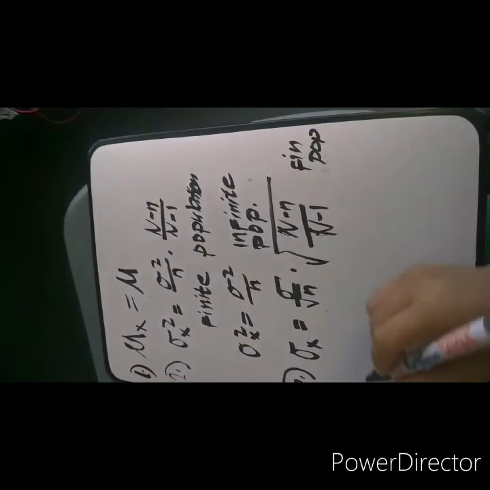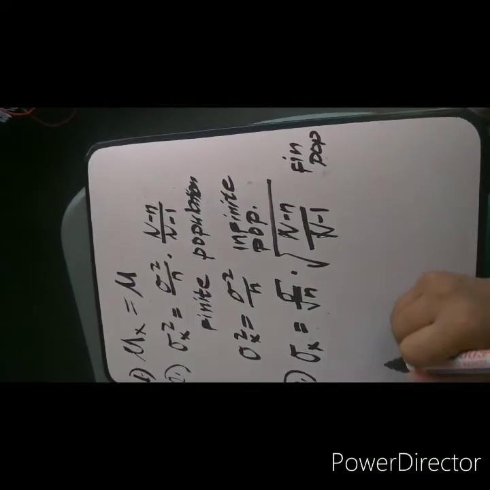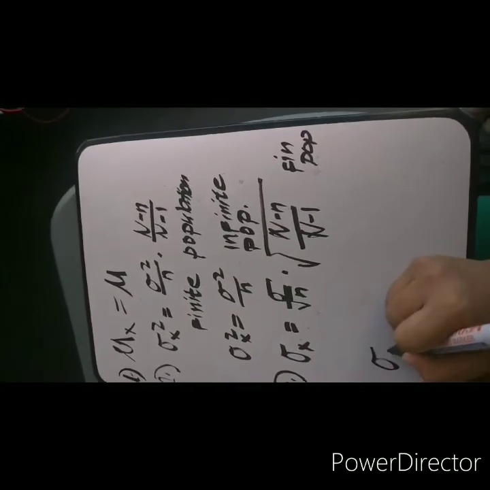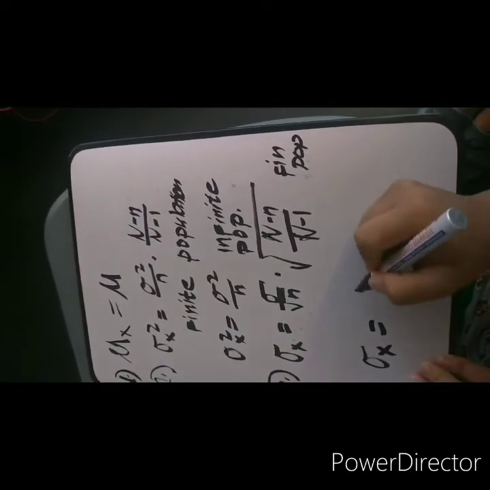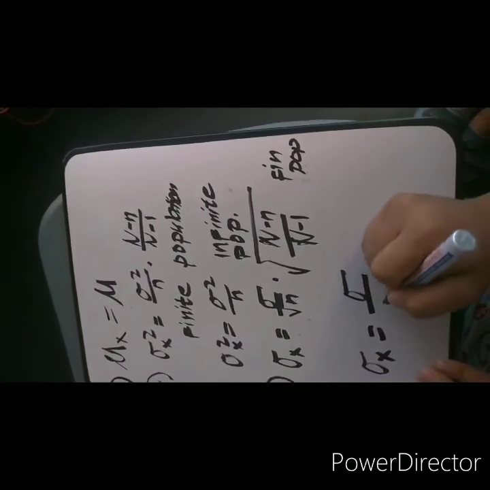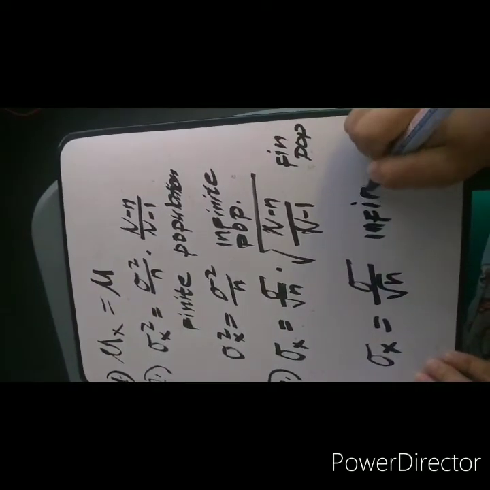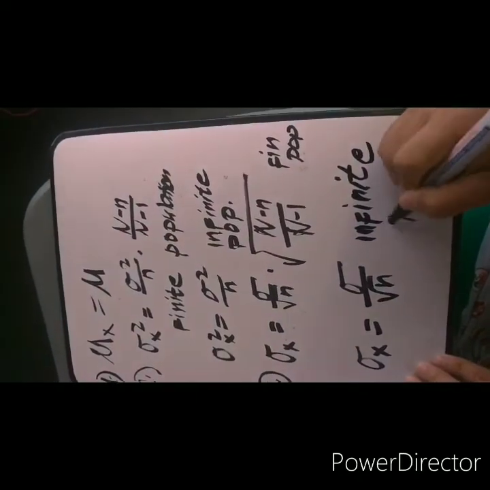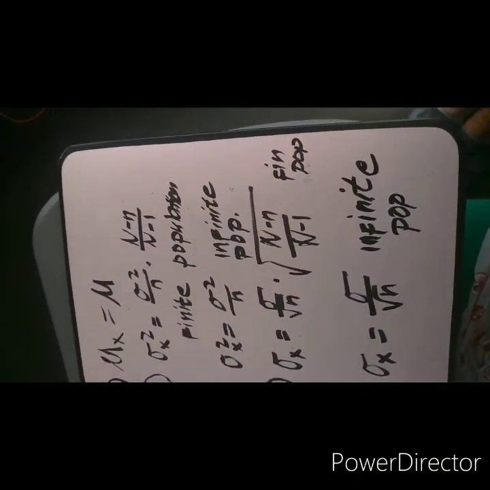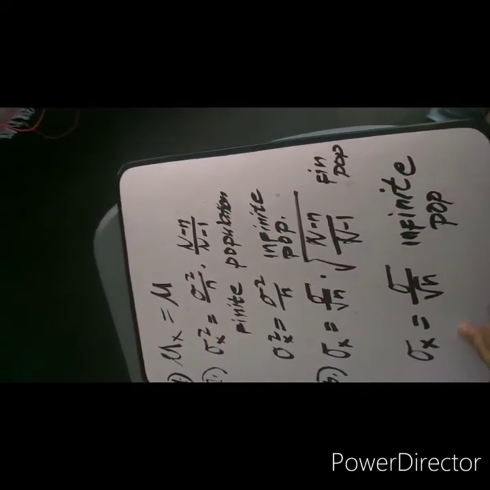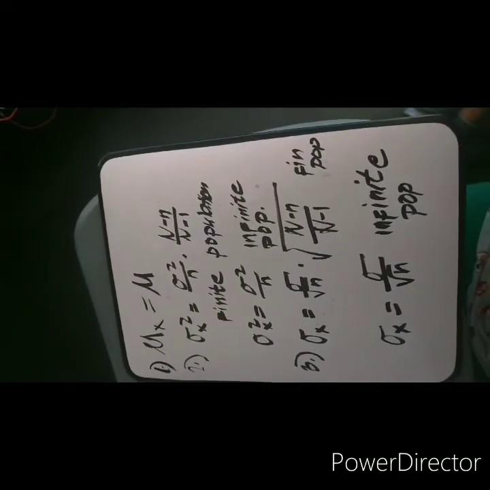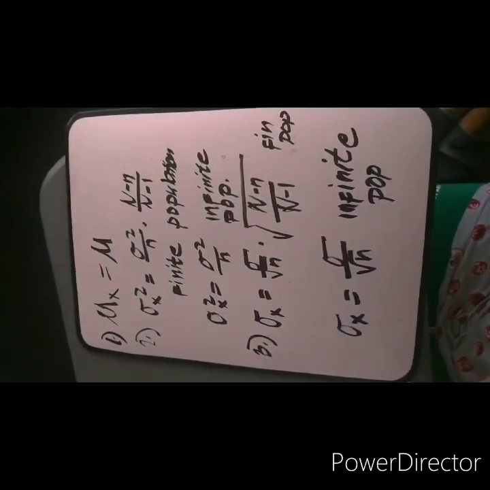Okay? And next, if you do not know your population, we have sigma sub x is equal to sigma all over the square root of n. So that is for infinite. Pag hindi mo alam yung population, total number of population, ito ang gagamitin. Okay, so those are the properties of the sampling distribution of the sample mean.